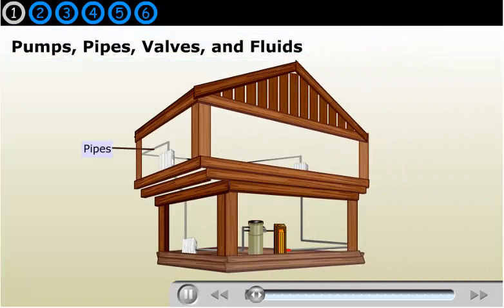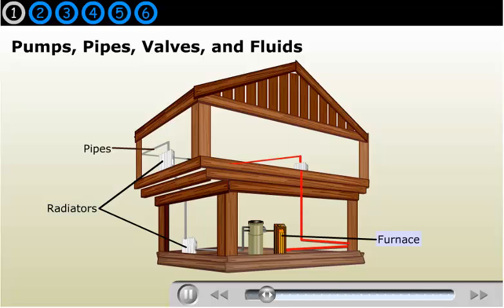The system of pipes in this house carries a fluid, hot water, that heats the house through a series of radiators. The water is heated in a furnace, but it cannot move far under its own power. A powerful pump is used to move the water around the house. After the water has passed through all radiators, it returns to the furnace to be heated again.